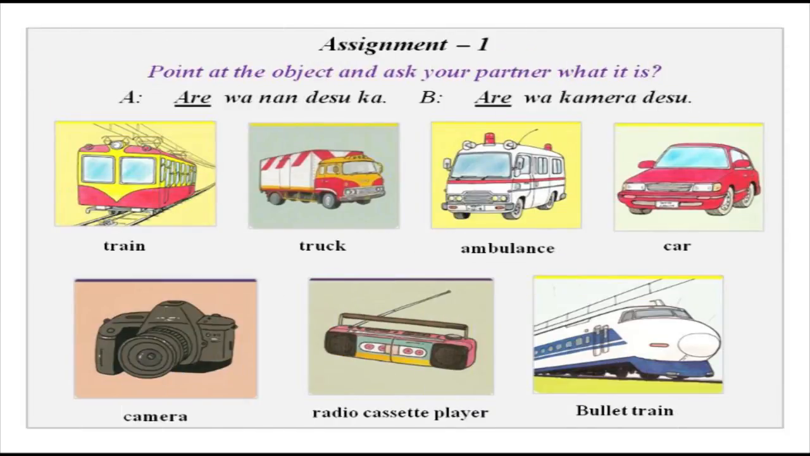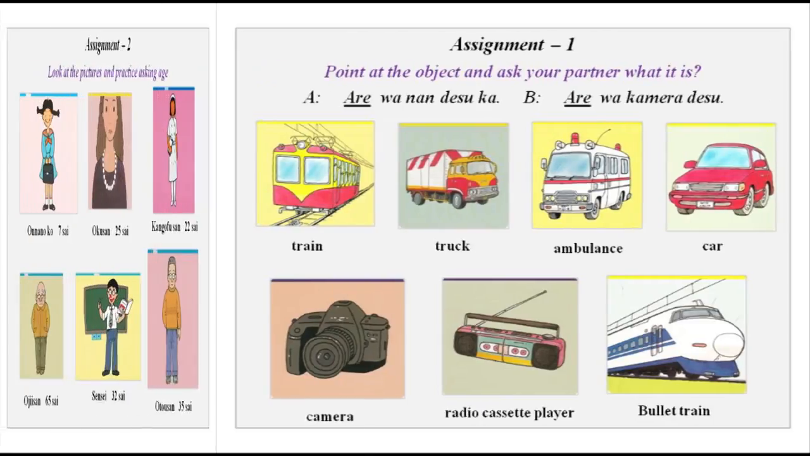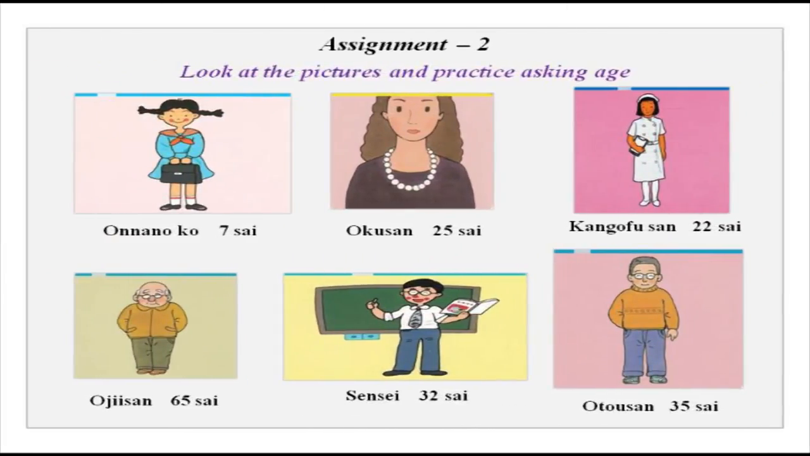Now is the tough part, now is your part. We have assignments for you. Assignment 1: point at the objects and ask your partner what it is. We have these things listed over here. Then look at the pictures and practice age. You have onnanoko, okaasan, kangofu, ojiisan, sensei and otousan. All the vocabulary we have already covered. You can ask your partner and practice.